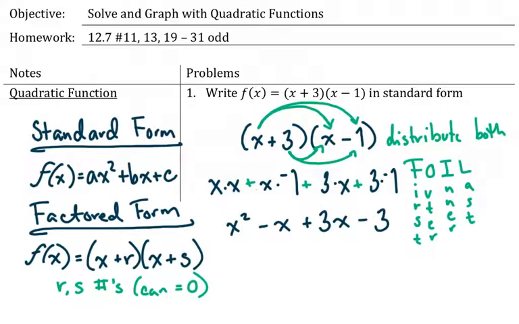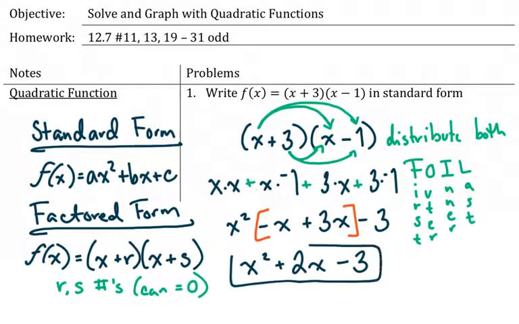So you can see here we've got a quadratic, we have our x squared term, we have 2 x terms here, which we are going to simplify because they are like terms. They don't have an exponent, but they do both have the variable x. So -1 plus 3, x squared plus 2x, minus 3, and here we are in standard form. So that's how we go from factored form to standard form.